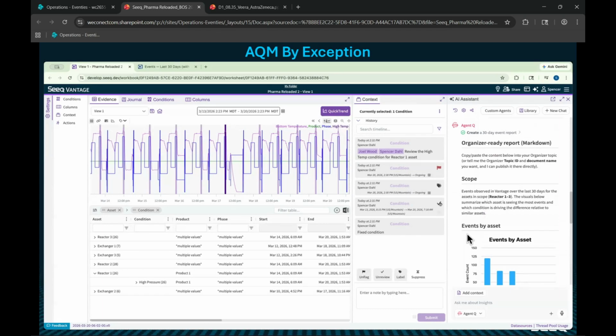So hopefully what you've seen here is that this is really capable of tying together these critical concepts of CPV and AQM by exception. Although they seem like two different concepts, doing them within the same platform really drives your in-process control as well as your asset reliability, all leading toward increased product quality in the end. So with that, we'll take any questions.